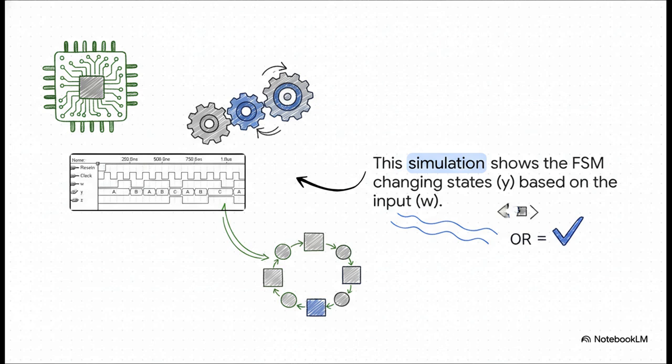Then, when the input W changes, boom, the state transitions to B and then later to C, all perfectly in sync with our rules. This simulation is so important. It lets designers check that their logic is perfect before they ever build a single piece of hardware.